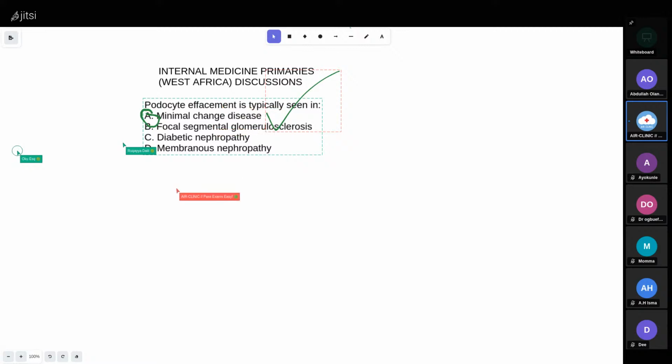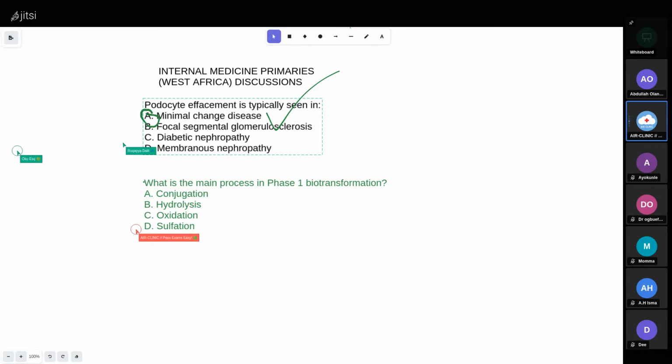This question we've discussed biotransformation earlier, or still discuss it again. Like we saw a question on it sometime earlier. So what's the main process in phase 1 biotransformation? You have conjugation, hydrolysis, oxidation, sulfation. So when you answer that, we move to the next one.